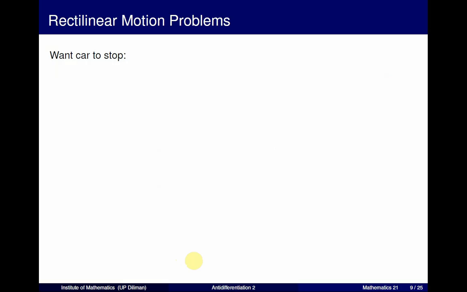Now, we want the car to stop. What does it mean to stop? It means velocity is 0. So we want to know the time when the car will stop. So let's solve this equation: negative 8t plus c1 equals 0. Solving for t gives you c1 over 8. In particular, this tells us that t must be positive and c1 must also be positive because you cannot have negative time here. So at time t equals c1 over 8, the car will stop.